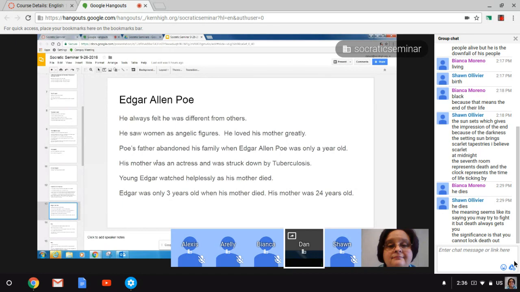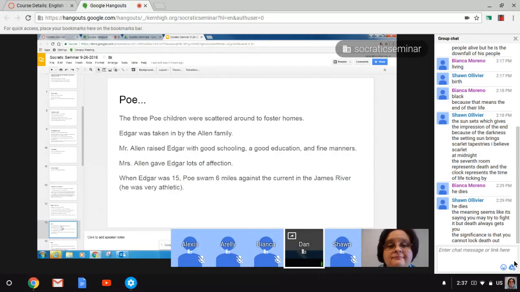Edgar was only 3 years old when his mother died, and his mother was only 24 years old. She's very young, and she died of tuberculosis. Another name for tuberculosis is consumption. So if in your reading you come across the word consumption, it just means tuberculosis. The 3 Poe children were scattered around to foster homes, and Edgar was taken in by the Allen family. So the Allen family was his foster family.